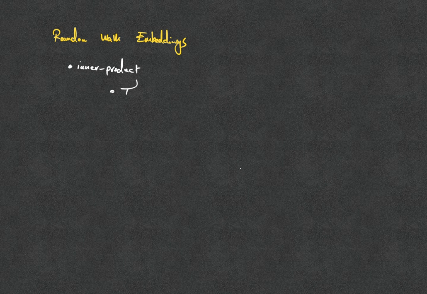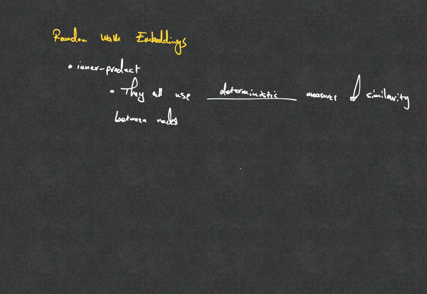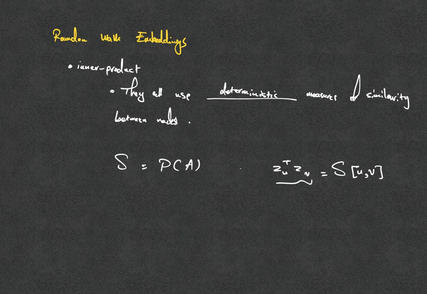The next thing we want to talk about is random walk embeddings. In the previous section, we discussed the inner product based methodologies. One key thing about those methods is that they all use deterministic measures of similarity between the nodes. Meaning that in this approach, S is some sort of polynomial function of the adjacency matrix, and then we want some decoded version of them, for example the inner product, approximating the assigned similarity value between the two nodes.